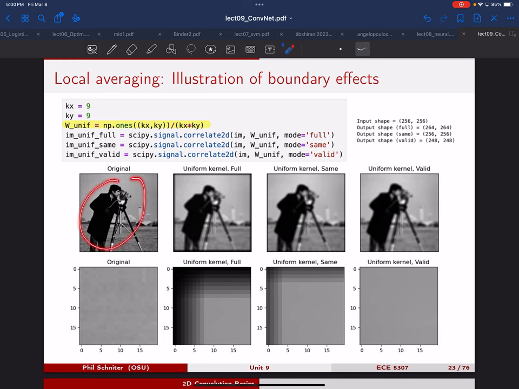This is the original one. These are the blurred images. But what we're really looking at here is what's happening to the outer pixels, because we have these different modes: this is full mode, same mode, valid mode. And the lower row is just zoomed in. This is 256 by 256, and here we're just looking at the 20 edge pixels.